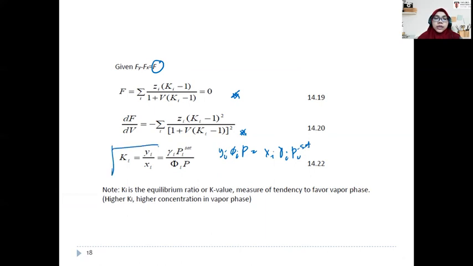So using this ratio, we can replace it with this expression. From this expression, Ki is the equilibrium ratio, or K. We can measure the tendency to favor the vapor phase, which means higher Ki. If we have higher Ki, that means we have higher concentration in the vapor phase.